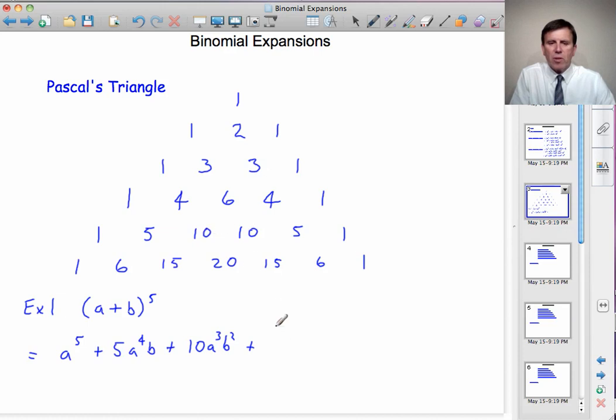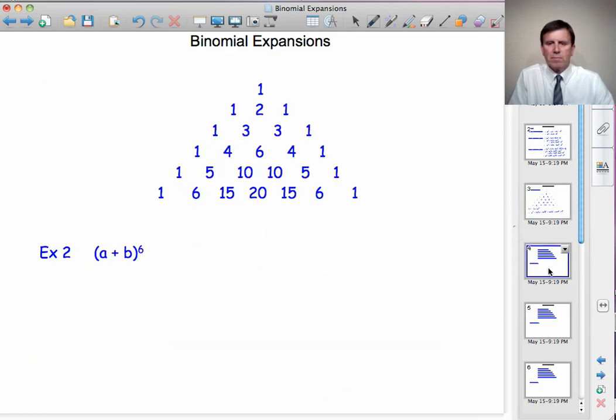So I've had that 10, I've got another 10 now. 10 a squared b cubed plus 5 a times b to the power 4. And finally we've got 1 b to the 5 on its own. And so that's the expansion of a plus b to the power 5. Let's have a look at another example, a plus b to the power 6.